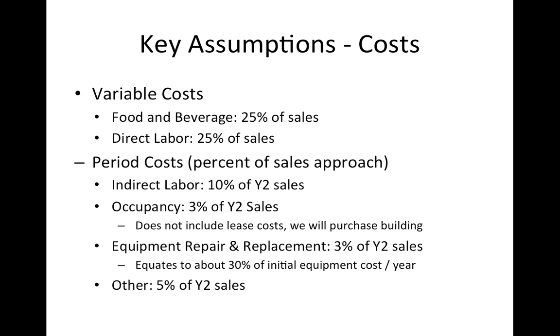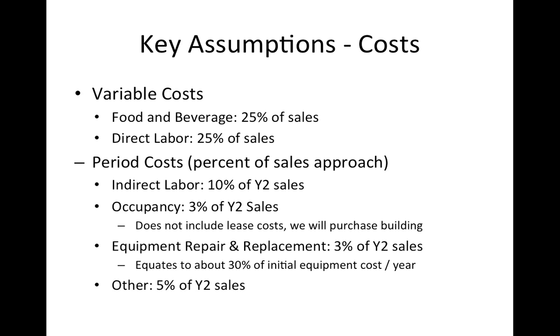That's actually a pretty big number. It's like 60,000 a year. Works out to about 5,000 a month, which seems like a very comfortable number for a single unit in this area. If anything, we probably overestimated those. Equipment repairs also did 3% of Y2 sales. We're using, again, sort of this percent of sales approach. Again, comes out to about 60,000 a year.